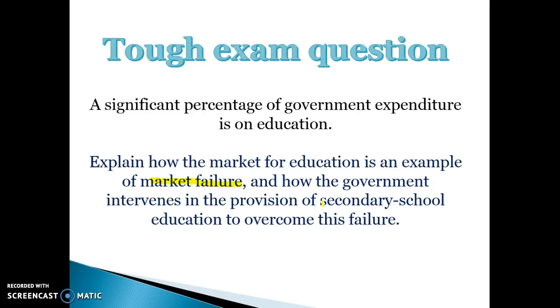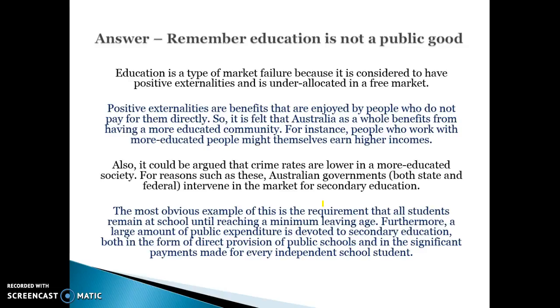So education is an example of market failure, and it's an example of market failure because it is a merit good with positive externalities. So first thing to remember, and this is a common mistake, education is not a public good. In a free market, education would be provided. There would be private schools, there would be people that go to school, and they would be paying lots and lots of money to go there.